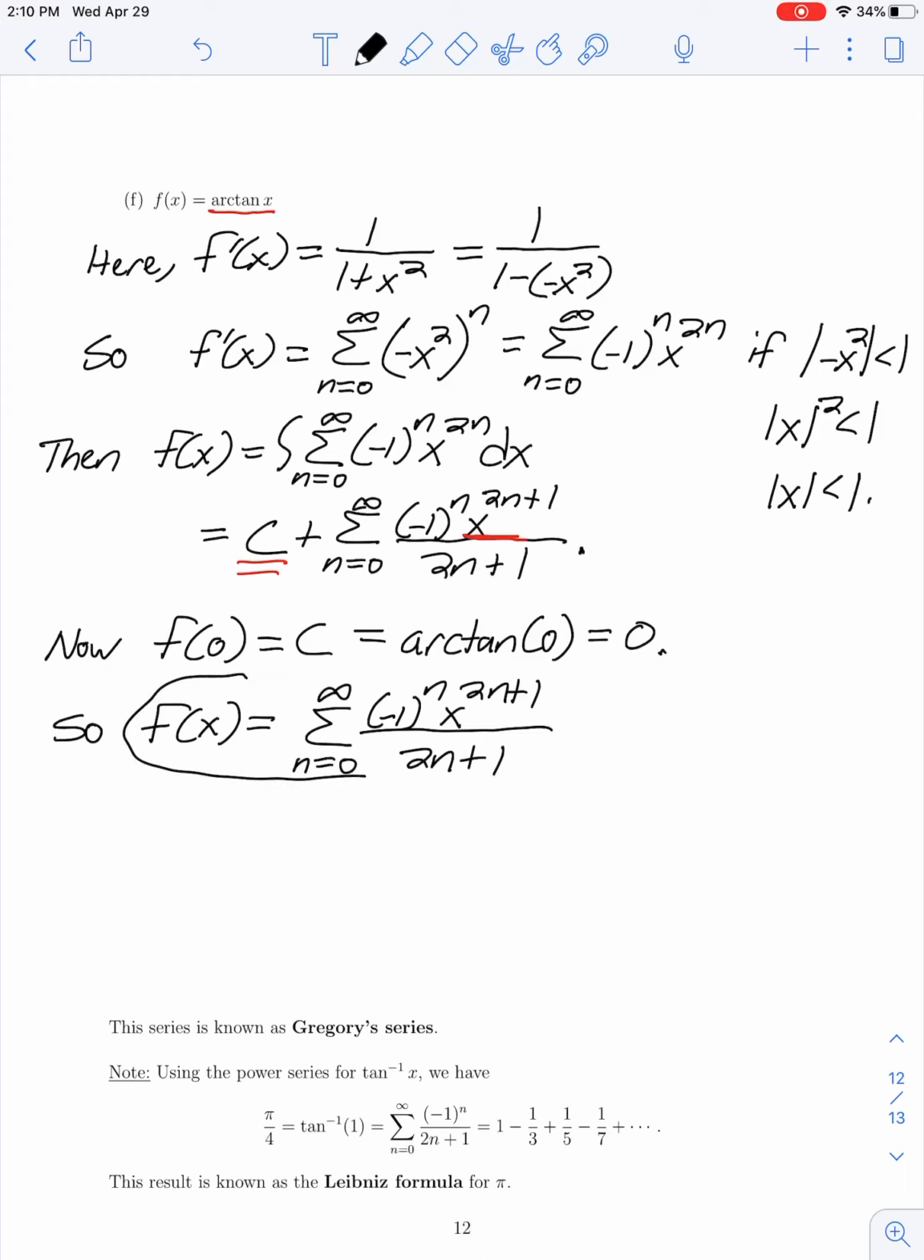So this is a power series representation for the arctangent function. And this particular power series is given a special name. This series is what is called Gregory's series. And we can make use of this series to approximate the value of pi, or to express pi in terms of the sum of an infinite series.